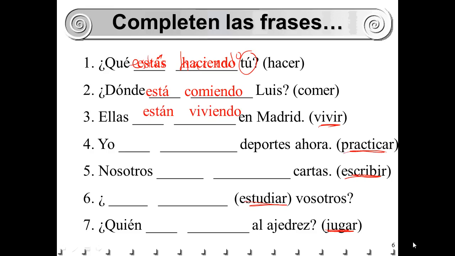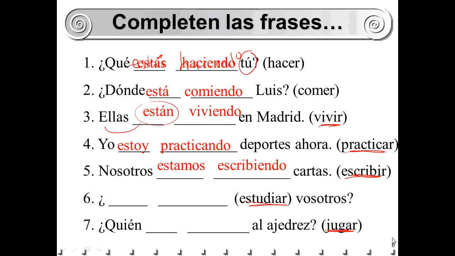Okay. Ellas están viviendo. They are living in Madrid. Están is going with ellas, and viviendo is living. Yo estoy practicando deportes. I am practicing sports now. Nosotros estamos escribiendo. We are writing letters. Estáis estudiando. ¿Quién está jugando al ajedrez? ¿Quién is the subject? How did you do on that one?